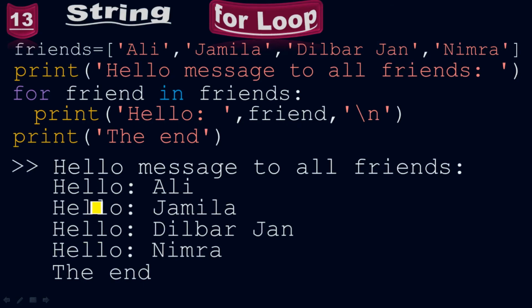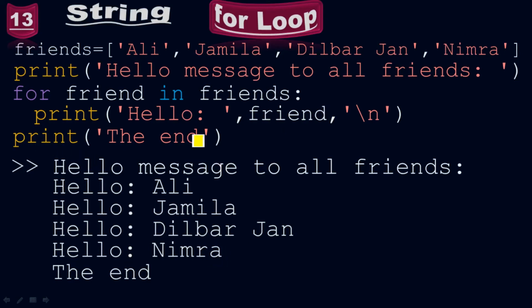This hello is this hello. Look here. This part is because of this part inside the quotes, and this part is because of this friend. What are friends? Friends are the individual strings, represented with the name friend. And this backslash n inside the quotes means to start a new line. Similarly, it iterates over Nimra, so this hello message will be sent to Nimra here.